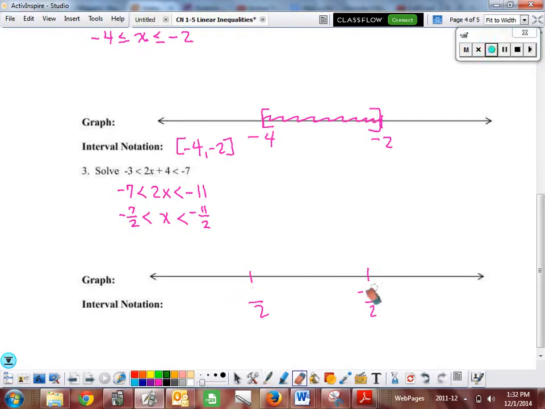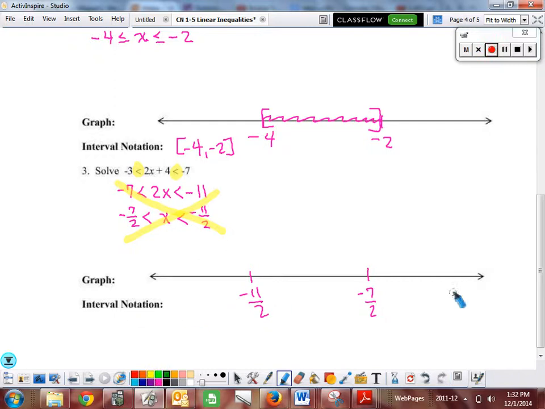This should be the -11 halves. This is the -7 halves. Can a number be bigger than -7 halves and smaller than -11 halves? And there's no way. You should have known from the beginning that that was a bad problem. You really shouldn't do any of this work at all, because you should be like, wait a minute, -3's not left of -7. That's a no solution problem. I don't have to do any work for that.